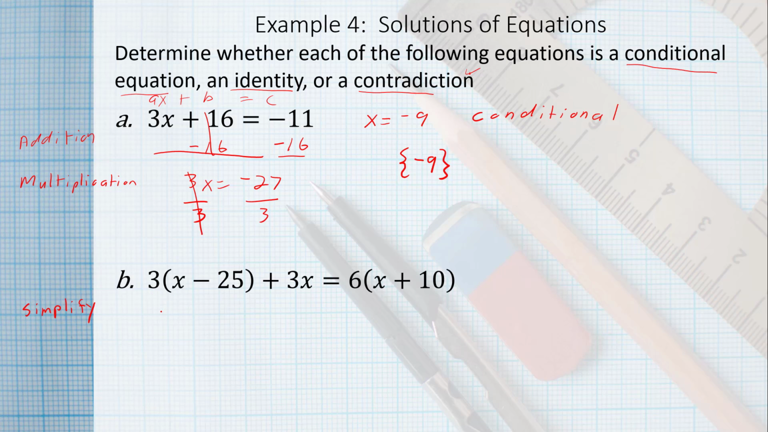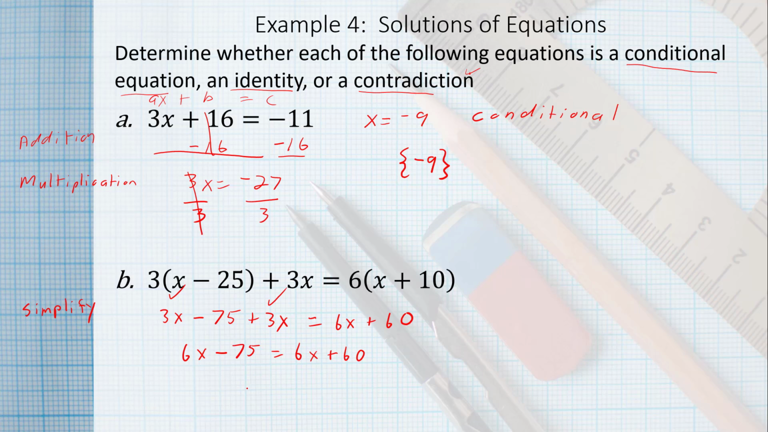So using the distributive property, we have 3x minus 3 times 25, which is 75, plus 3x. And then over here, we have 6x. 6 times x is 6x. 6 times 10 is 60. Okay, now we can combine like terms. I have a like term here and a like term there, and those can be combined to 6x. And we have 6x minus 75 is equal to 6x plus 60.